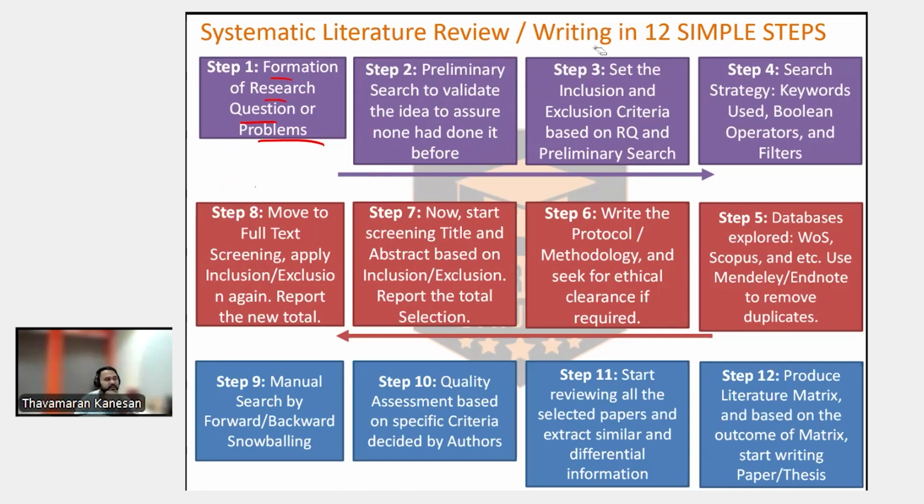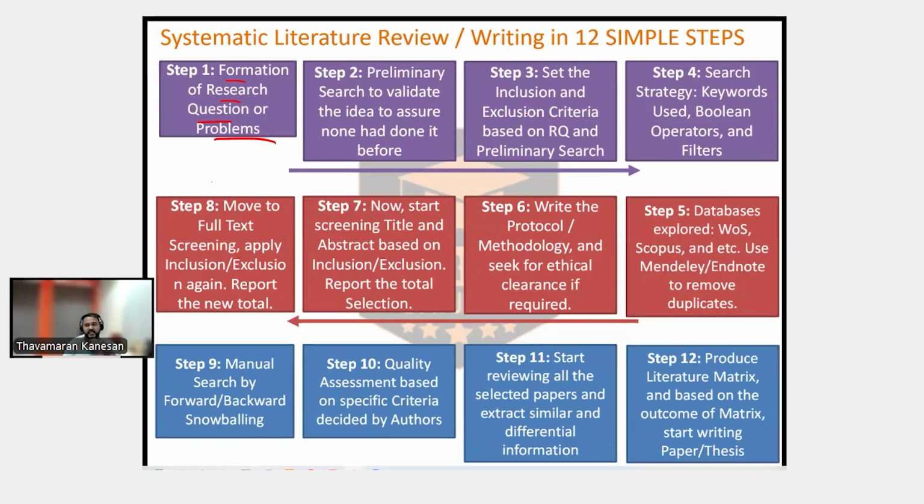Step number 3, you set the inclusion-exclusion criteria based on the research question and preliminary research. Later I'll give you a template, or you can check out the inclusion-exclusion criteria done in previous journals. You can see that as an example. That is where reading is important.